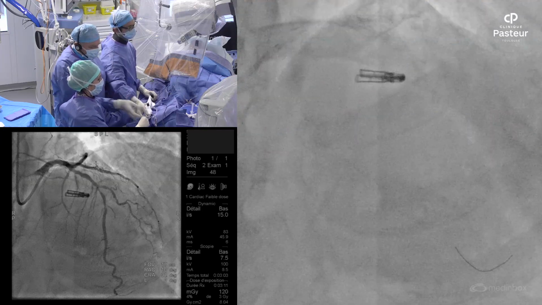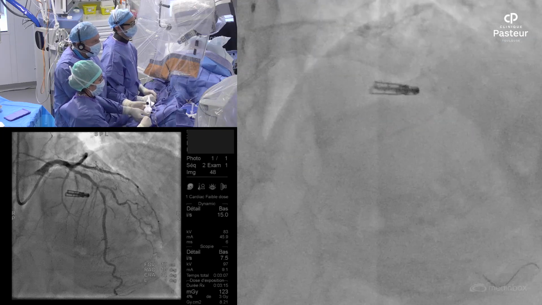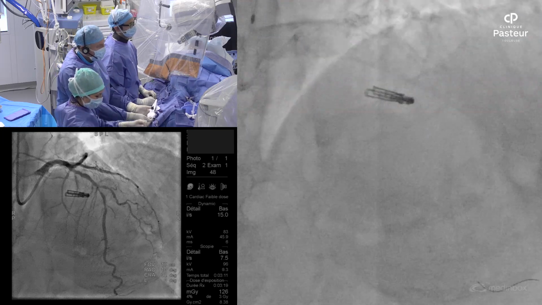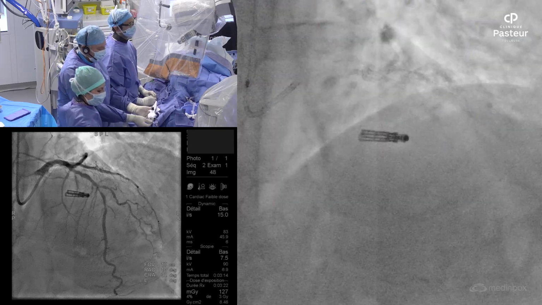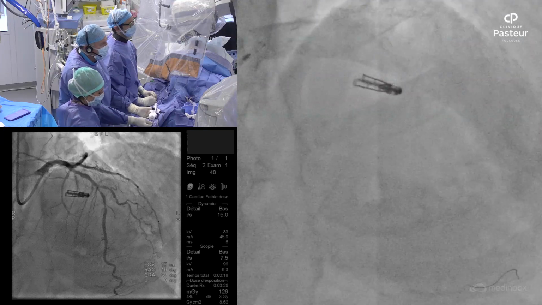And the other question is, when was the circumflex artery treated? It was 1 week ago. Okay. 1 week ago. So this patient will go home with complete revascularization and valve repair in one single hospital admission. Yeah. Great. Yeah.